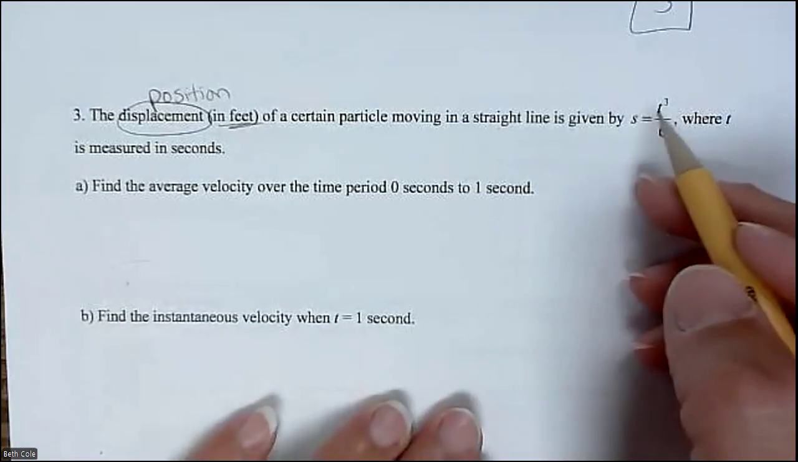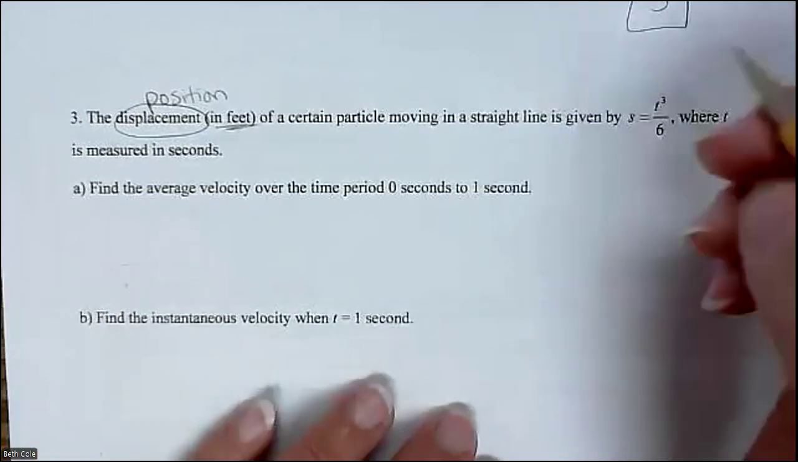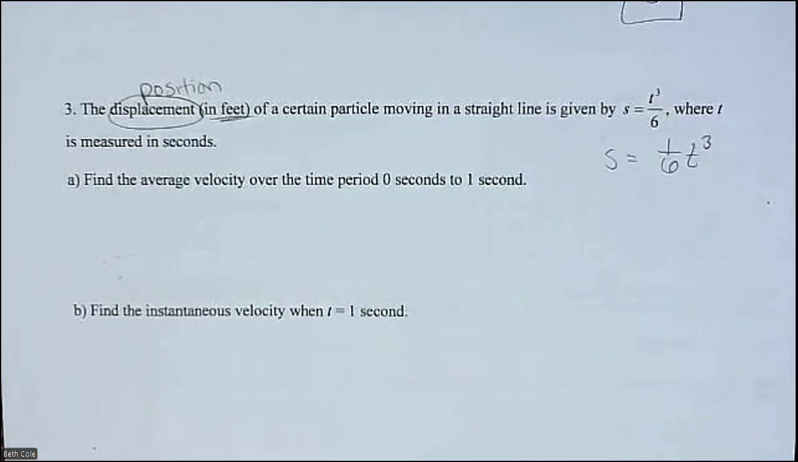I'm also going to rewrite this. For some reason, this like throws everybody off. I kind of get it. I'm going to write it as 1/6t cubed. That makes like a world of difference just with understanding what's going on. Do you see what I'm saying? Like one way looks more confusing than the other, so I would just rewrite it.